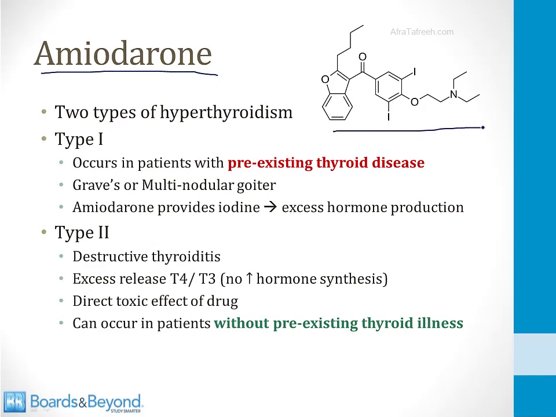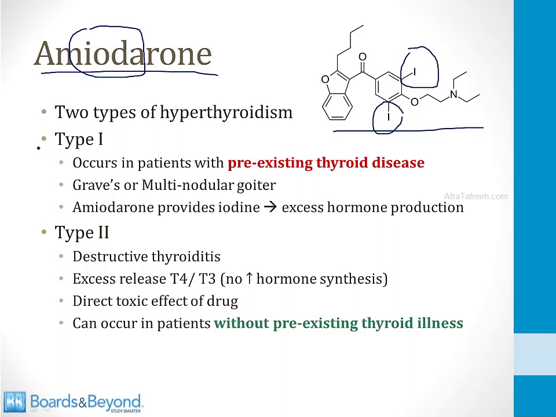This is the structure of amiodarone on the screen. It's an antiarrhythmic drug used for patients with atrial fibrillation and sometimes ventricular fibrillation. Note that it has 2 iodine molecules in its structure, and if you forget that, the letters IOD are in the name of the drug. And it can cause hyperthyroidism by 2 mechanisms.